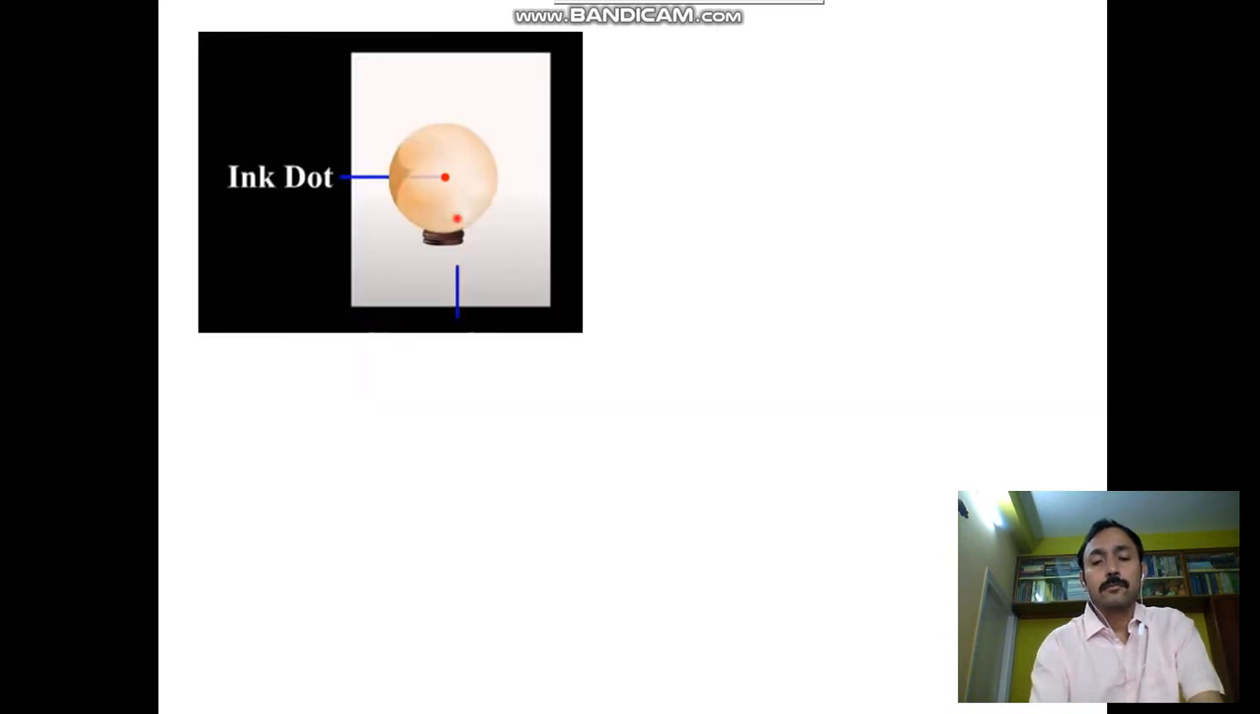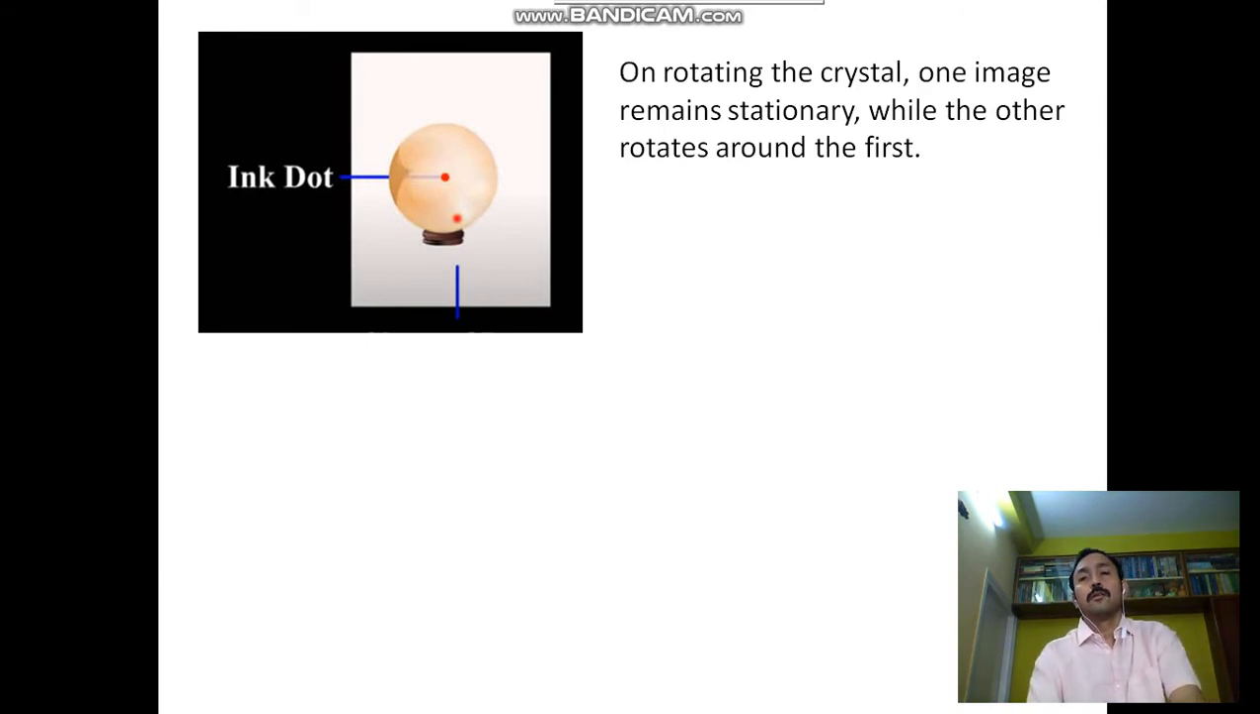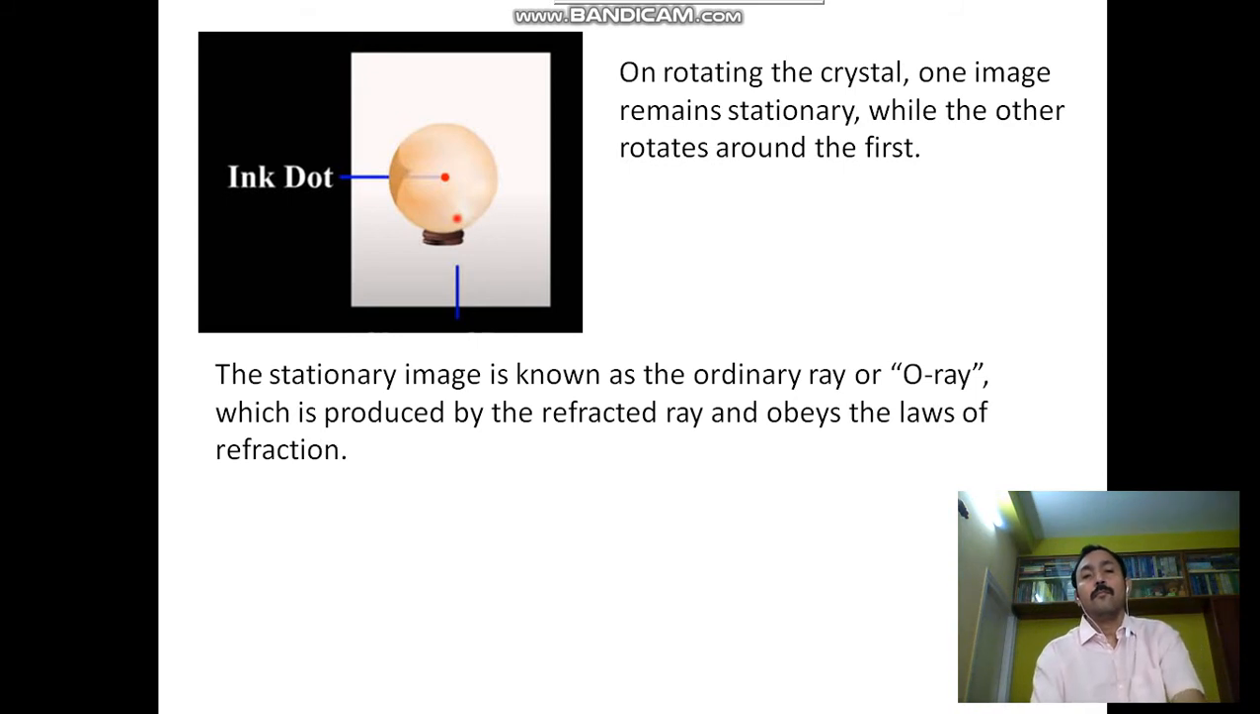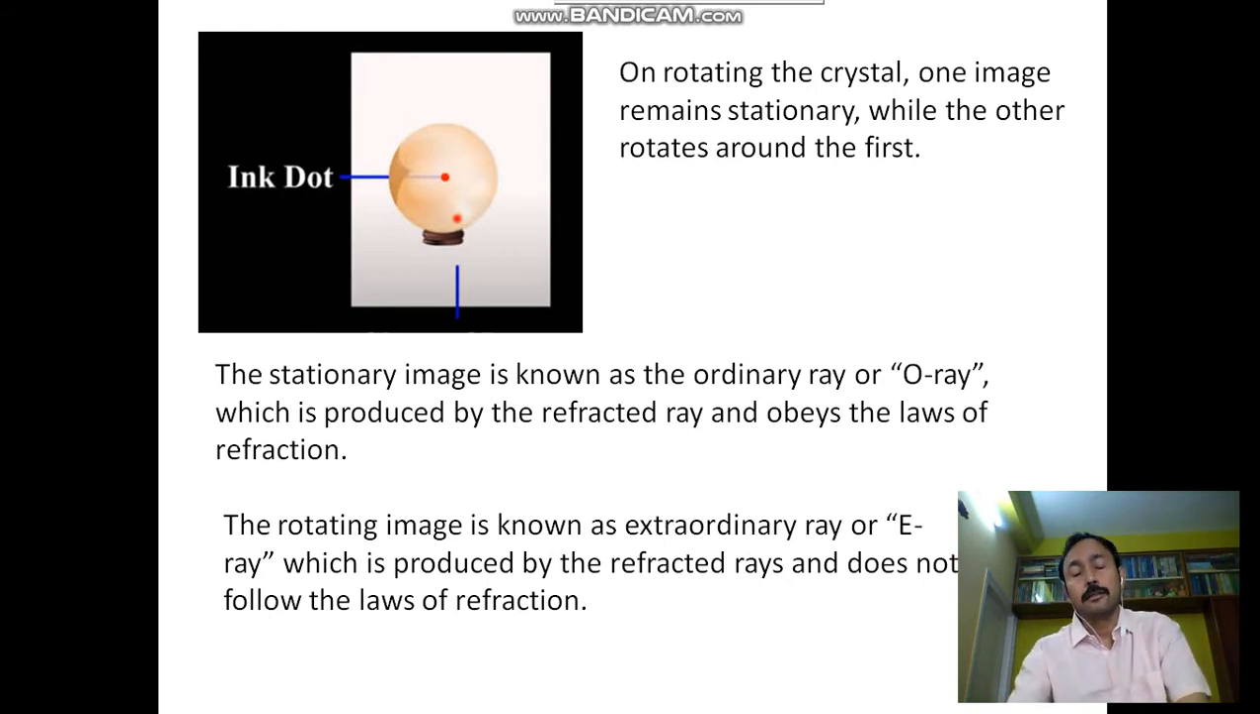The ink dot that is rotating is the extraordinary ray, and that which is fixed is the stationary ray, the ordinary ray. The stationary image is known as the ordinary ray or O ray, which is produced by the refracted ray and obeys the laws of refraction.